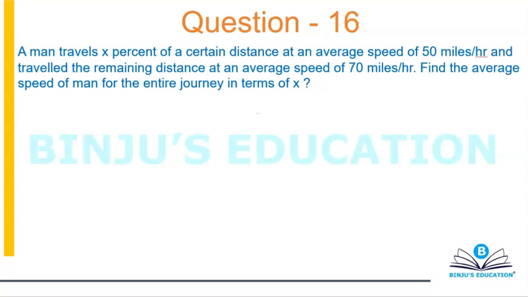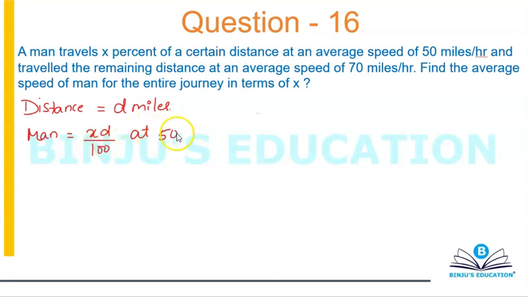A man travels X% of a certain distance at an average speed of 50 miles an hour. So let's say the total distance is equal to D miles. So this man travels X% at 50 miles an hour. So X% is basically XD by 100, at 50 miles an hour.